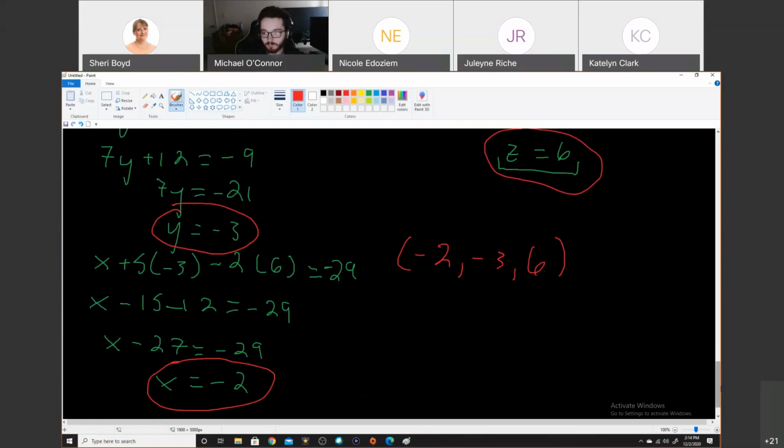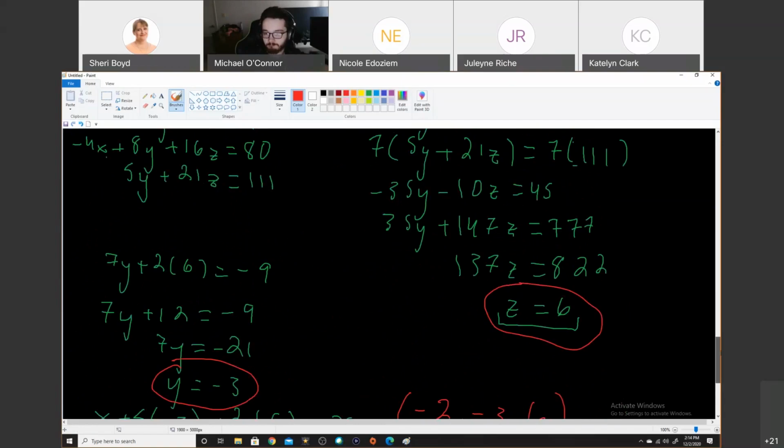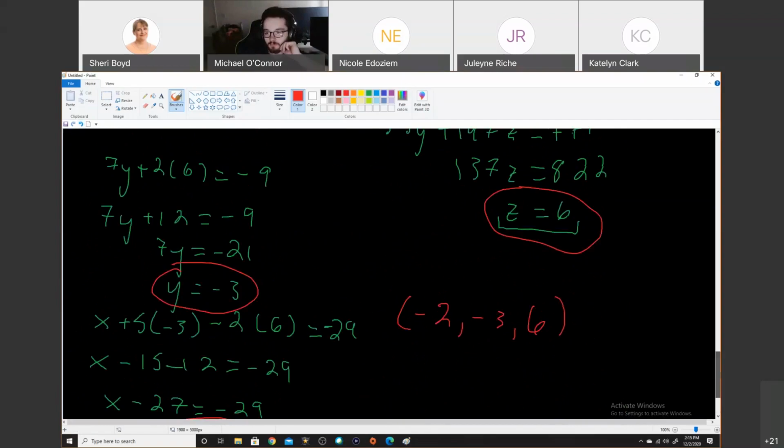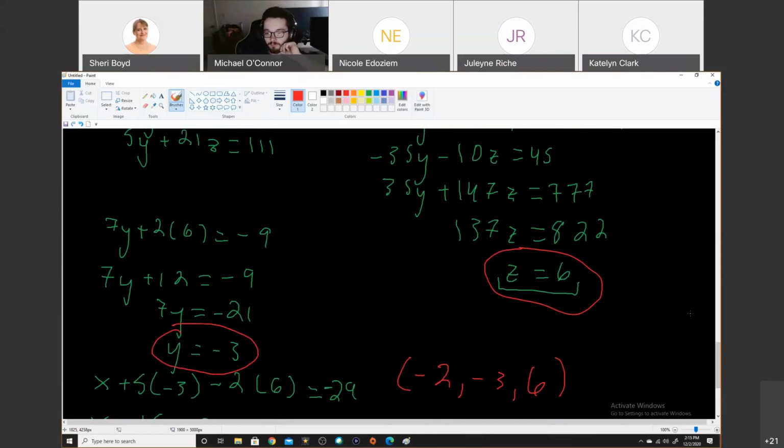But how would you, like, I understand negative 2 and negative 3 because you're used to working with x and y. But 6, like, that's part of the answer? Or is that just to show that it's, like, part of the solution because it's 3 on the third plane, right? Right, so 6 is just part of the solution.